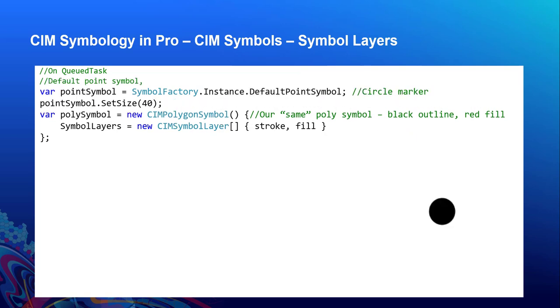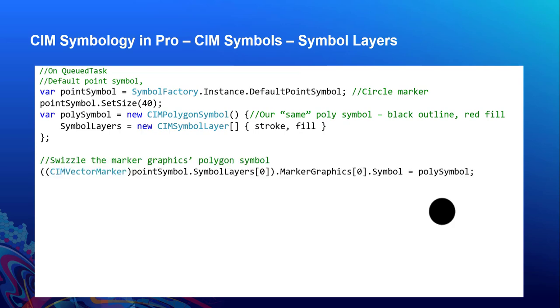Here's an example using a point symbol. So I just take the default point symbol. This happens to be a circle marker. I'm setting its size to 40 point. Once again, my polygon symbol, black outline, red fill. Now I have to really drill into the internals to get to the underlying polygon symbol. It's buried all the way inside the vector marker's marker graphics. I'll be talking more about the internal structures of markers later. But the point is, it doesn't really matter where that polygon symbol is. I have a polygon symbol, I assign it. And so my point is now rendered with the same black outline and red fill.